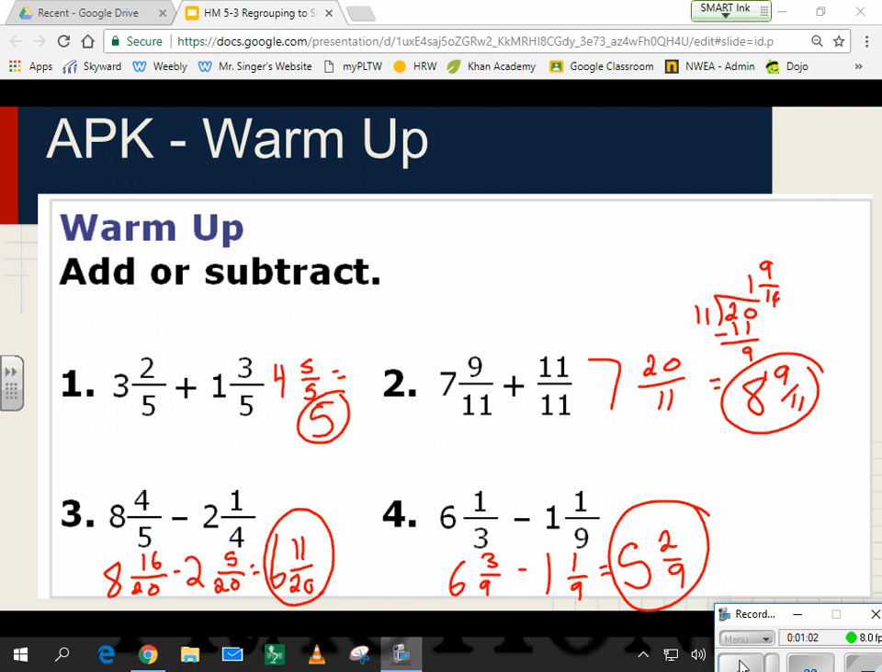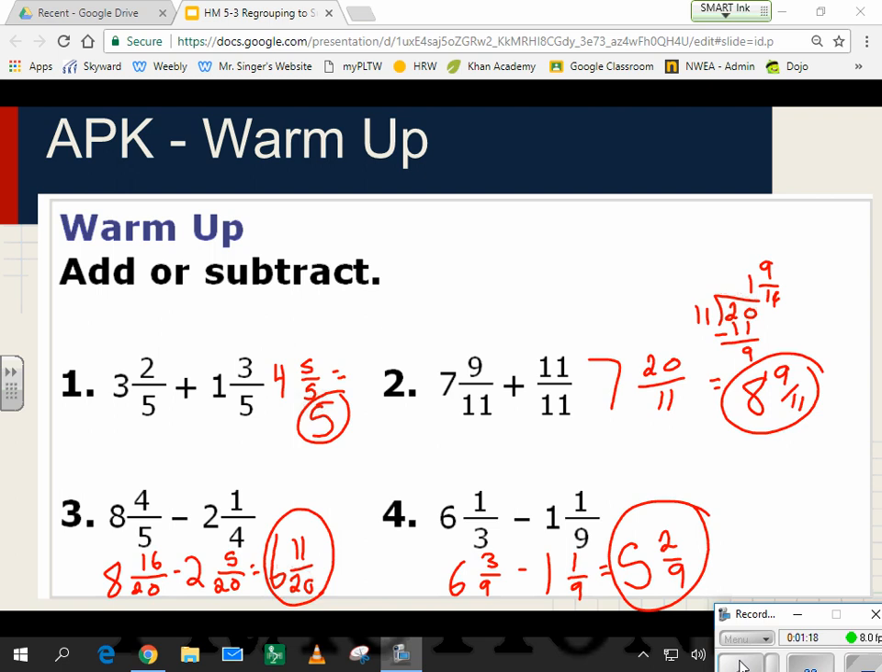And then for number 3, I had to get a common denominator of 20. That's the least common multiple of 5 and 4. So then I had to change the denominators and the numerators. And when I did that, we had 8 minus 2 is 6. 16 minus 5 is 11.